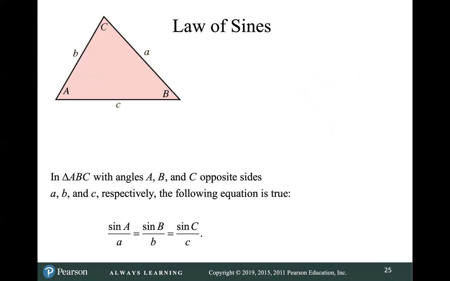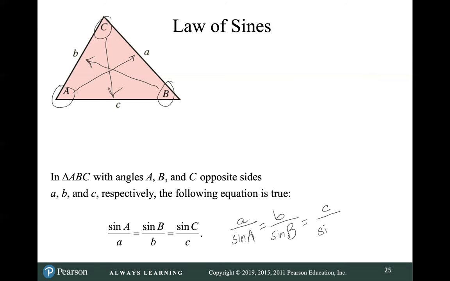So the law of sines states that in triangle ABC, and it doesn't have to be a right triangle, if the angles are called A, B, and C, and the opposite sides, so angle A is opposite side A, angle C is opposite side C, and angle B is opposite side B, the following equation is true. Sine of A divided by A equals sine of B divided by B equals sine of C divided by C. I can also say, because of properties of proportions, that A divided by sine of A equals B divided by sine of angle B equals C divided by sine of angle C.